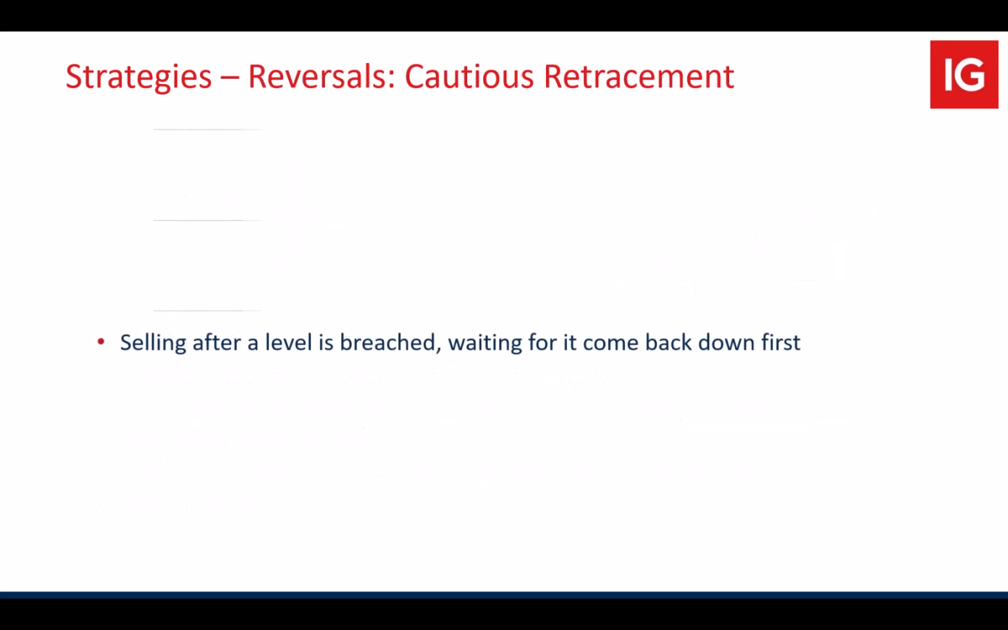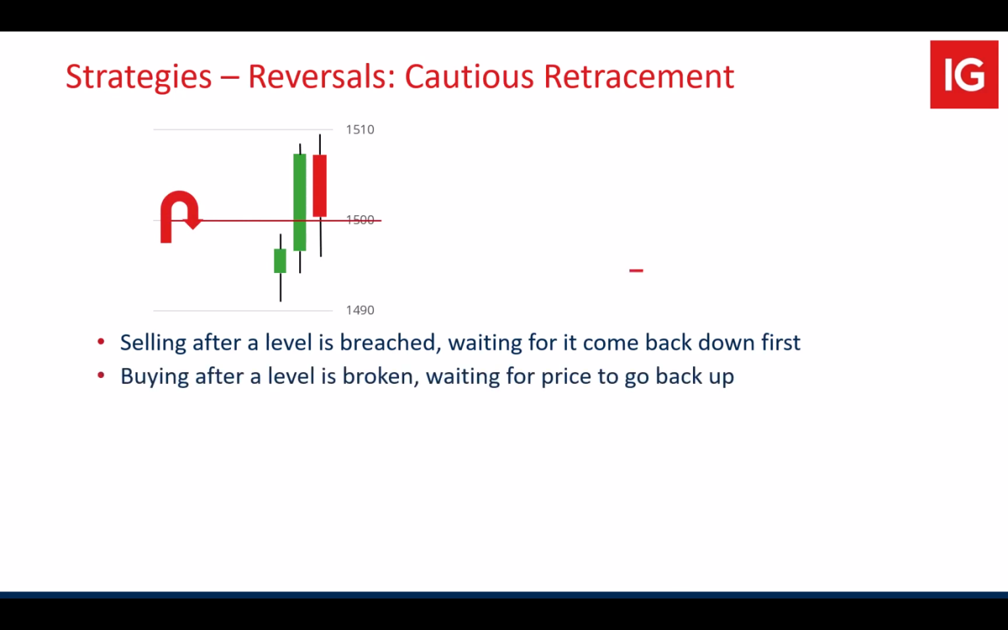So that's when it comes to fading. What's another way that we can approach the same level? So $1,500 was your key level. What you're doing here is you're selling after the level is breached. You wait for it to come back down first. So on a reversal, back down. So you're still shorting at the same level if it comes back down. In this case, you're avoiding that initial volatile move higher.